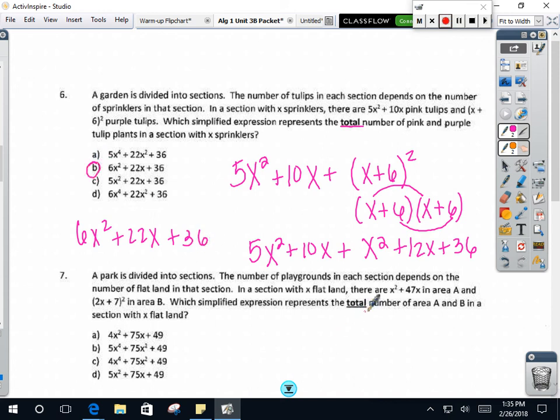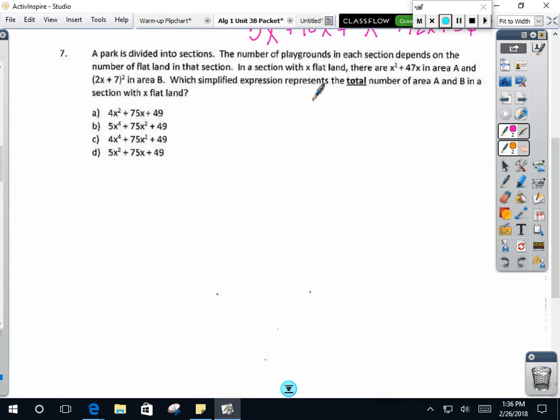Okay, now let's try number 7. Number 7, the two expressions they gave you were x squared plus 47x and 2x plus 7 squared. Well, they want you to find the total number of area A and B. Well, total means add them up. But before we can actually add these, this one needs to be simplified because 2x plus 7 squared means 2x plus 7 times 2x plus 7.